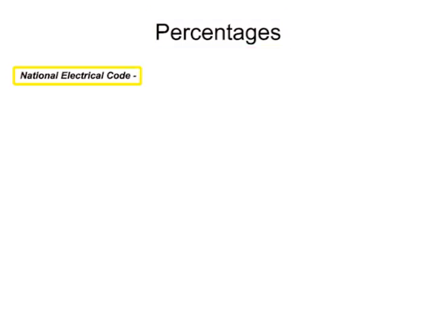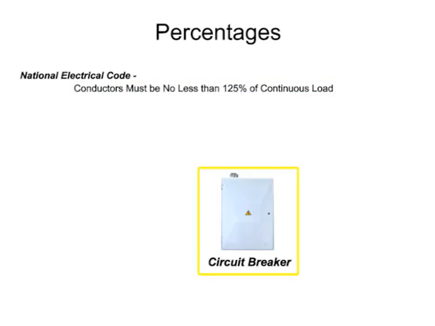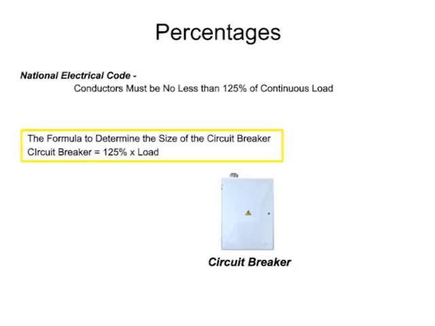Percentages can be very useful when relating real-world system components to design requirements. For example, the National Electrical Code states that electrical systems conductors must be sized no less than 125% of a continuous load. Using this rule, we know that a circuit breaker or fuse must be at least 125% of the load or bigger to meet code. This allows electricians to determine the size of each individual circuit breaker based on the items connected to that circuit.